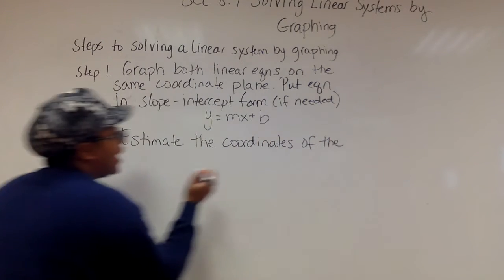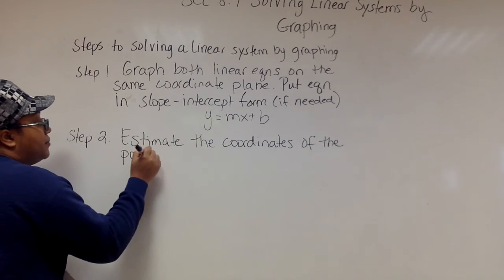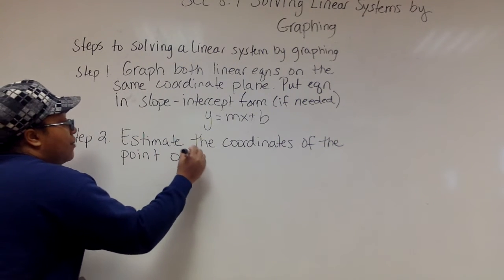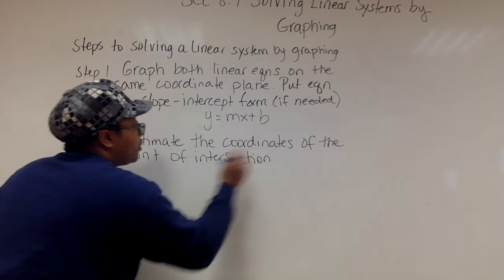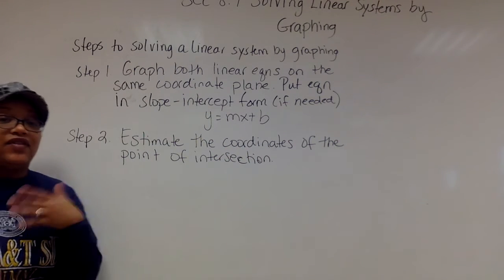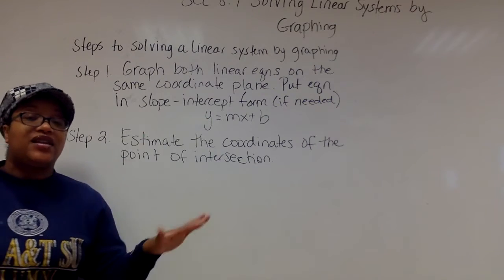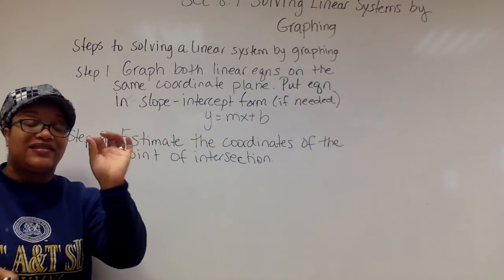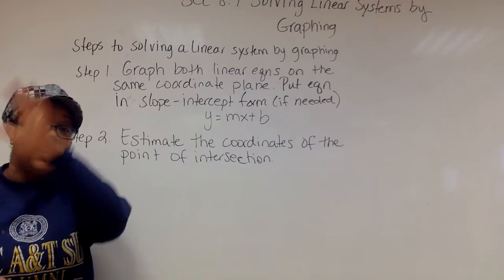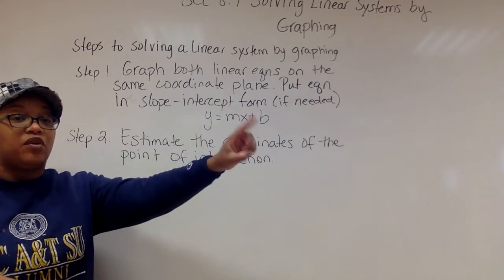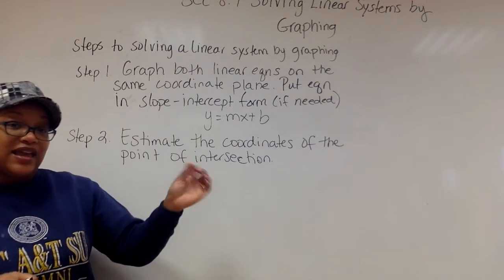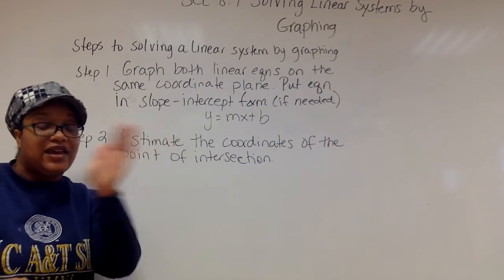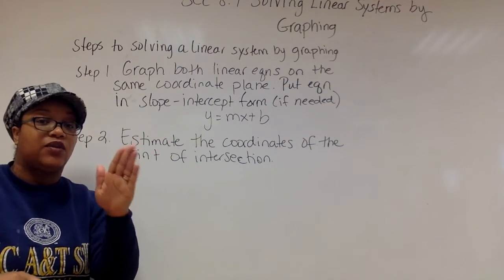Now, when we say estimate, that means that you need to be able to look at your point and just tell me where it is. That's going to be easy if it's nice and pretty right on the line. If you can go over and up or down, you can say, okay, that's point 3,6 or something like that. But if it's kind of in between, you're going to have to estimate a little bit where you think it will be.